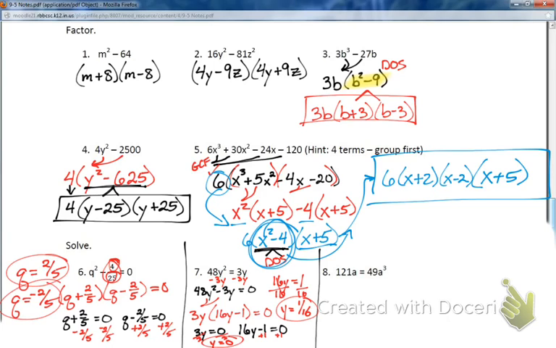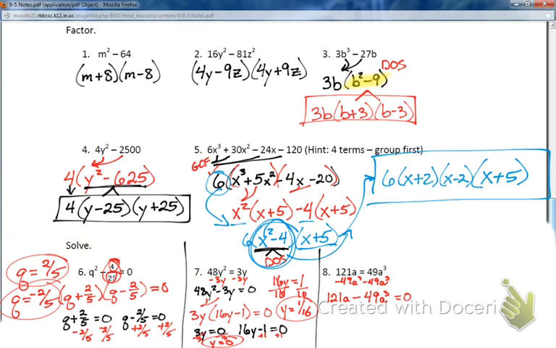Alright, I did that one because it ended up not having a difference of squares in the middle. Now this last one is going to have a difference of squares turn up. So let's move this over and subtract 49a to the third. So I have 121a minus 49a to the third equals 0.